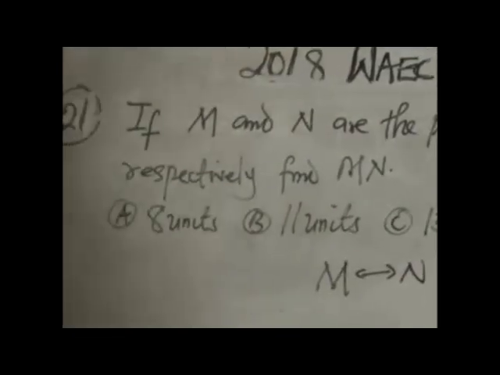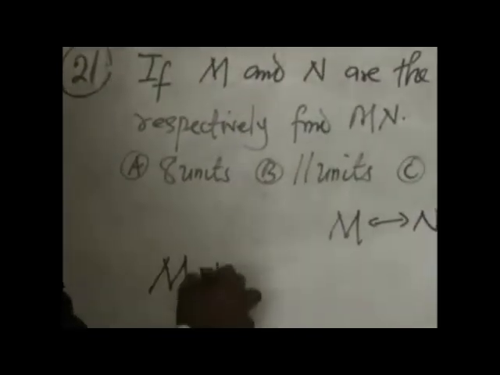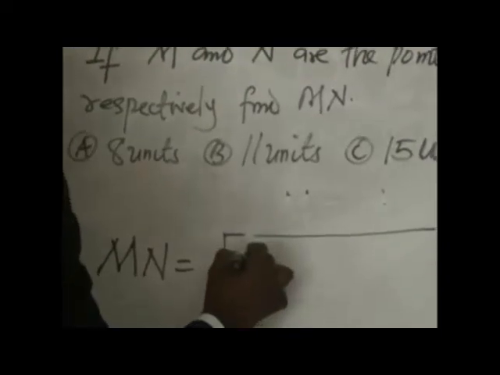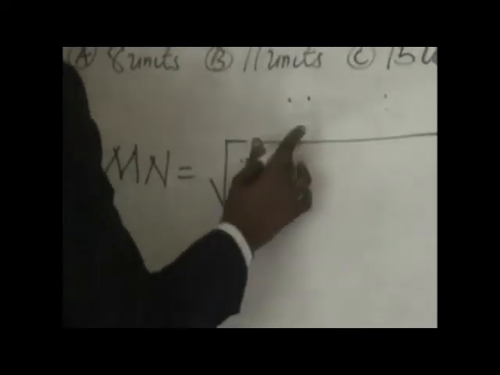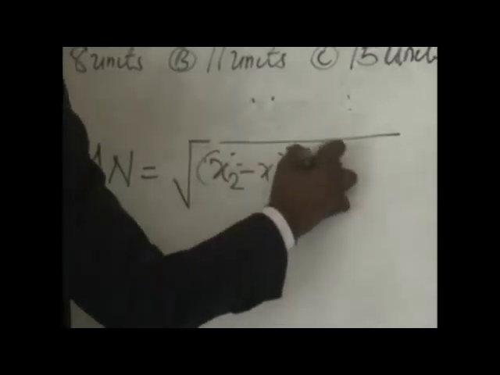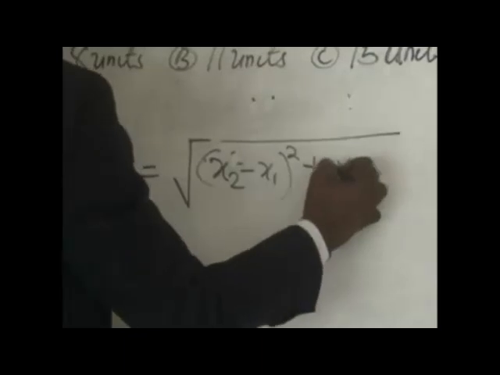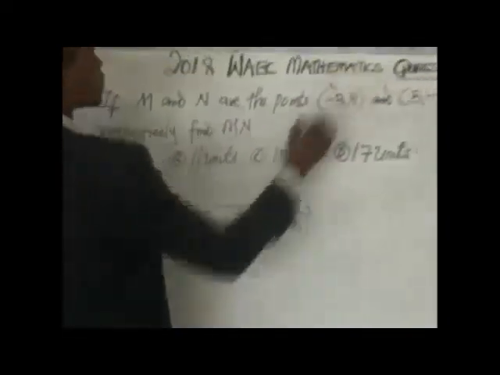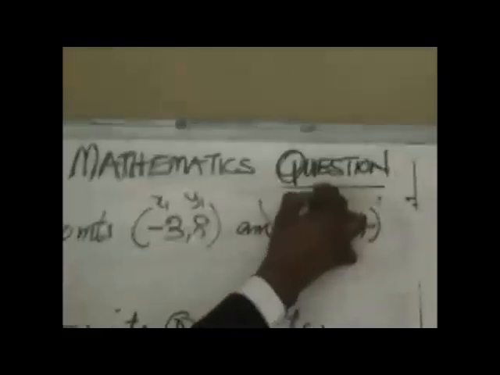And for us to find the distance MN, there is a formula we apply. The formula is: distance between two points is the square root of (x2 minus x1) all squared plus (y2 minus y1) all squared. Now from these points, this is x1. Are you seeing it? Follow me. This is y1. This is x2. This is y2. Are you following?